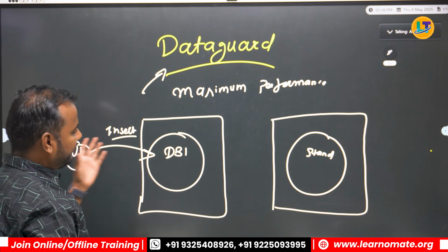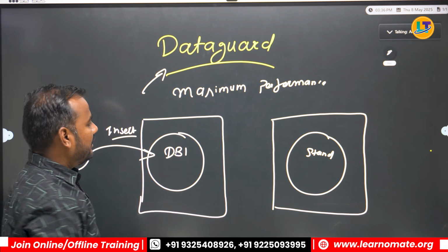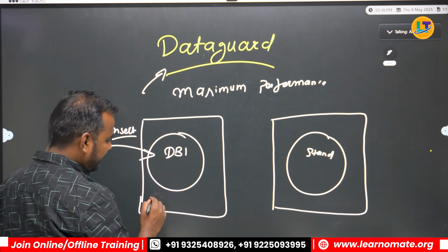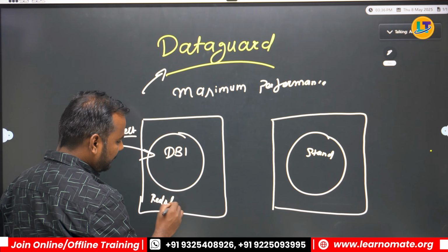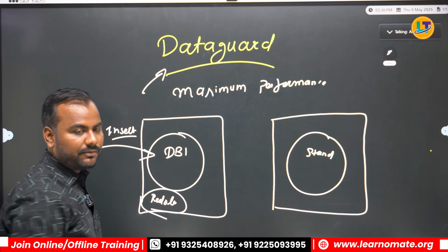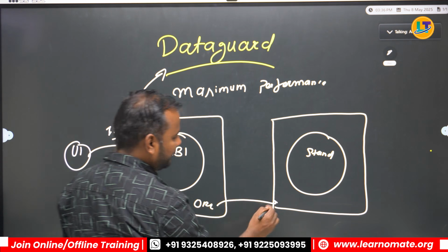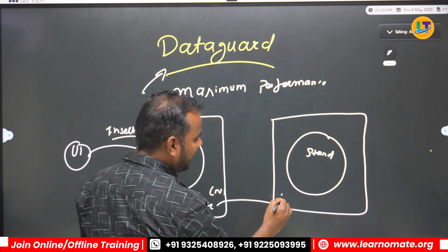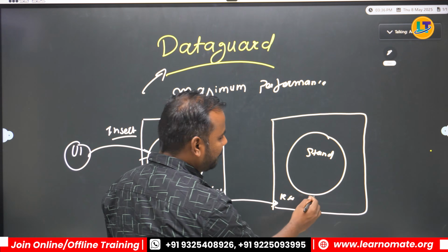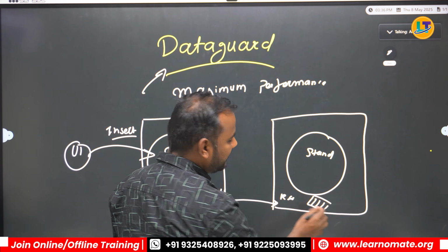Whenever he is performing any insert statement, the changes will be recorded into which file? Your online redo log files, right? Those changes will be recorded into the online redo log file, and from online redo log, those changes will be replicated. So LNS will send the changes, RFS will receive the changes, and those changes will be applied over here. This is a normal scenario.